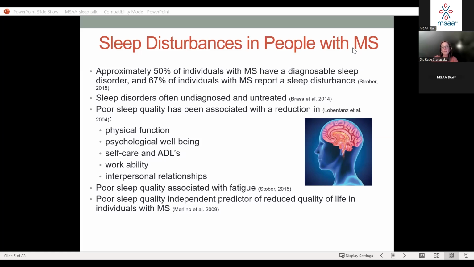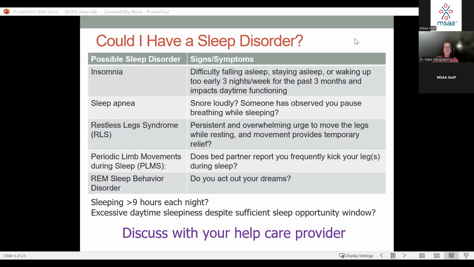And so poor sleep has been a predictor of reduced quality of life in people with multiple sclerosis. And so that hopefully just gives a little bit of background about that high prevalence of sleep issues in people with MS. And so I wanted to touch briefly on possible sleep disorders. And again, this could very easily be an entire hour-long lecture just on this topic.